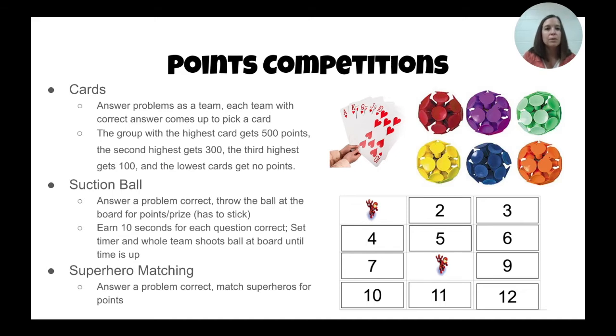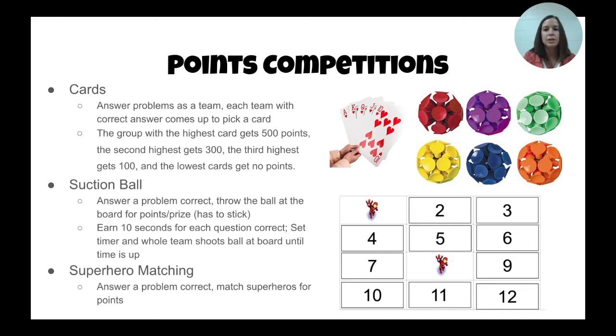The other one is a suction ball. You can get these at the dollar store a lot of times, but on my whiteboard, I'll just put different circles with either points or prizes. And you could do a couple options. Just one, if they get the question correct, they get a chance to throw the ball at the board. And if it sticks in a certain section, they get that prize. Or you could give each team like 10 seconds to see how many prizes they can get.